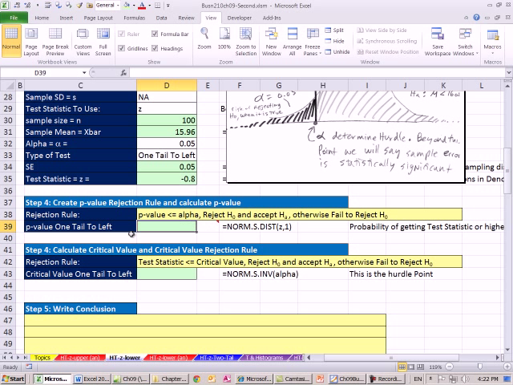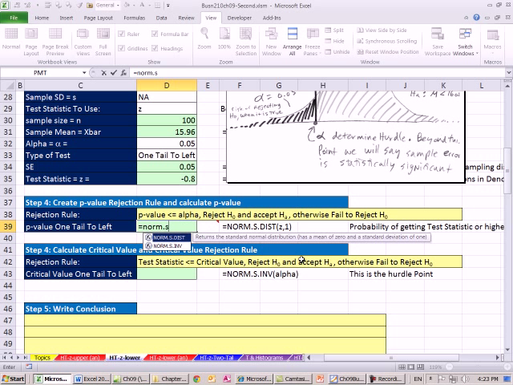Now what we need to do is calculate our p-value. We have 2 methods of determining whether this number of standard deviations is statistically significant or not. P-value, when we calculate our p-value, we will compare it directly to alpha. Here's our rule. If p-value is less than or equal to alpha, reject the null hypothesis, accept the alternative. Otherwise, fail to reject. So let's calculate our p-value.